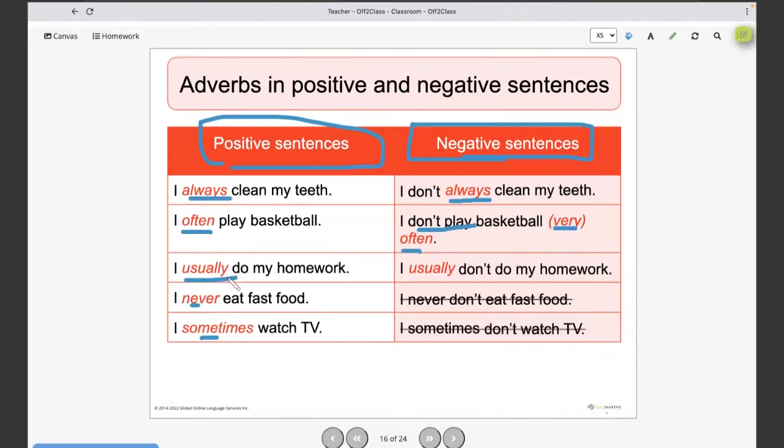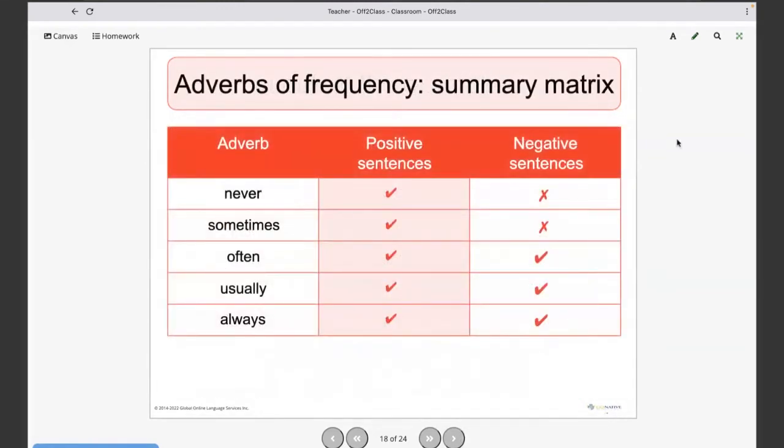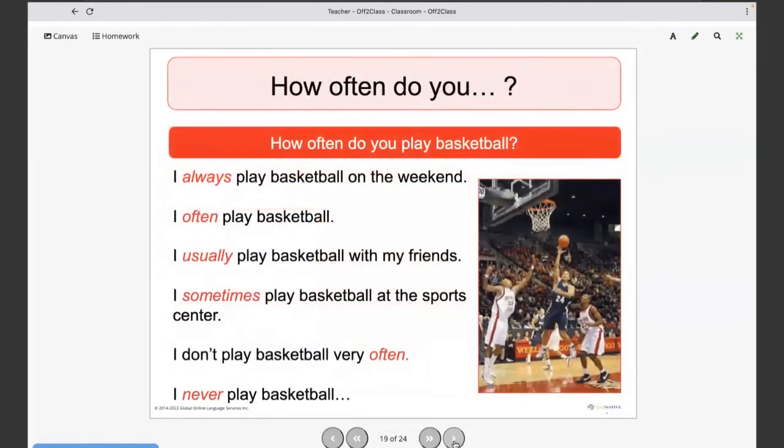The last one, here it doesn't change. Usually it's the same, okay? Here, I usually do my homework or I usually don't do my homework. It's the same position, right? After the subject, but before the verb. Clear? These are just examples. So here is just a summary. We said never and sometimes we do not use in negative sentences. In positive sentences, I use all of these adverbs of frequency. Whereas in the negative sentences, I use them all except for never and sometimes. That's just a summary.